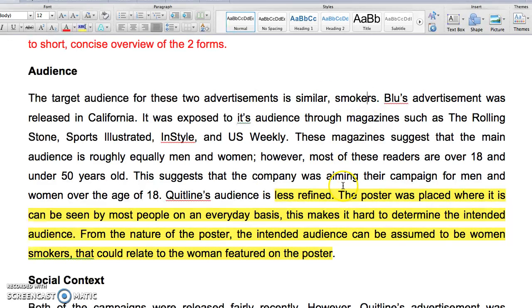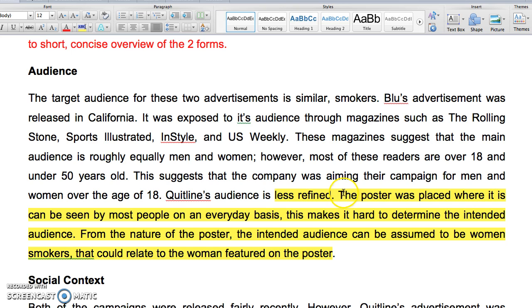Audience. So I think smokers is a bit too general, because I think the big difference between these two advertisements is that the Quitline, you say it's less refined. Did you mean defined? I think it's more obvious that this is aimed predominantly at women, because it is an image of a woman. It's not using sex appeal. This is the kind of woman that we can all relate to. And therefore, this is targeted at female smokers.